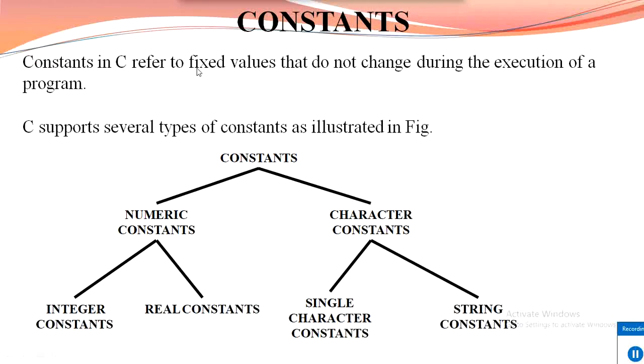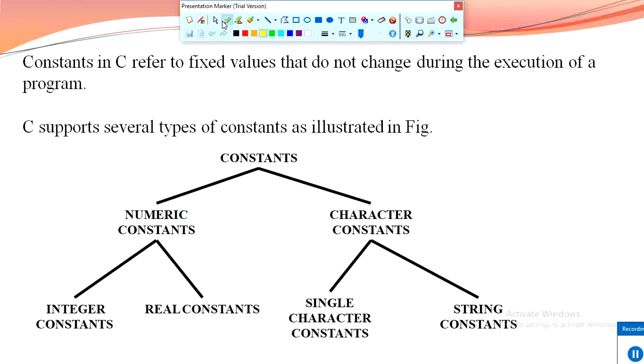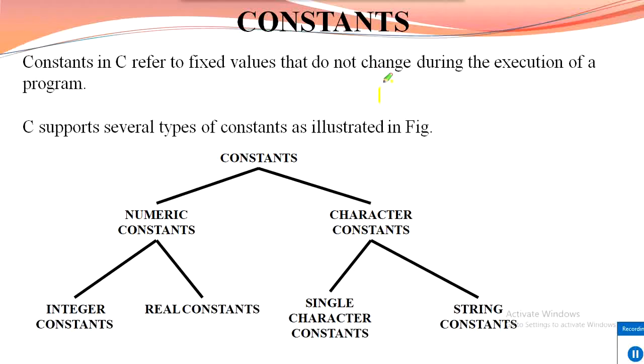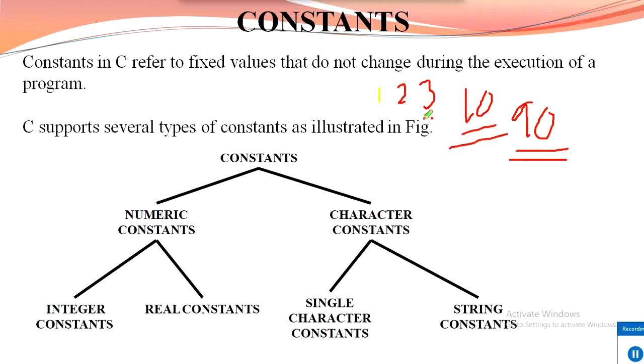Now next we come to constant. Constant in C refers to fixed values that do not change during the execution of a program. For example, if you write any number like 1, 2, 3, 10, 90, it has its usual value. It does not change with time. So such types of digits are called constants.